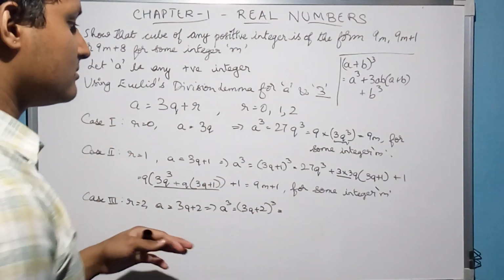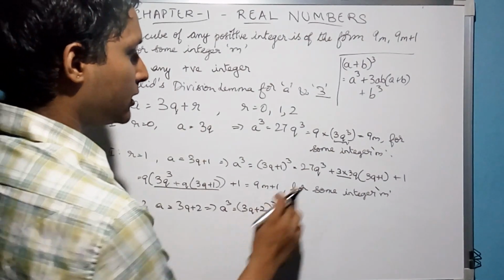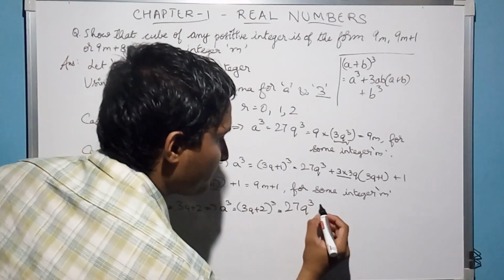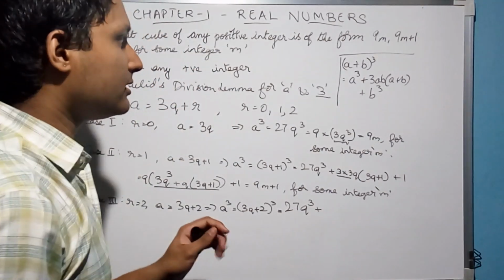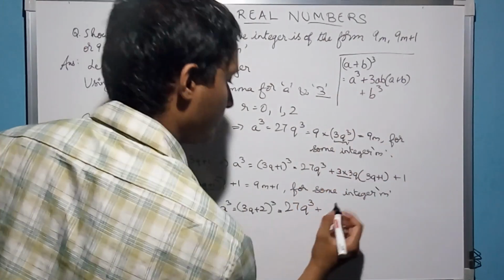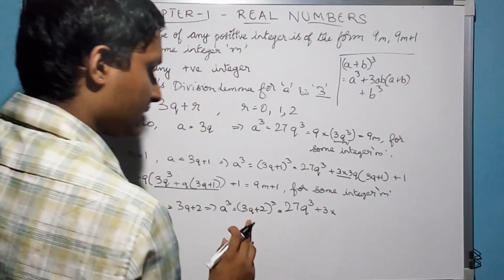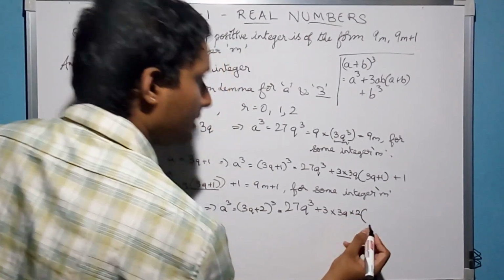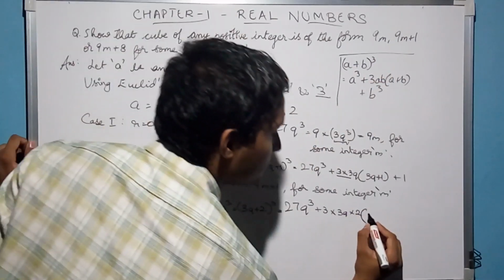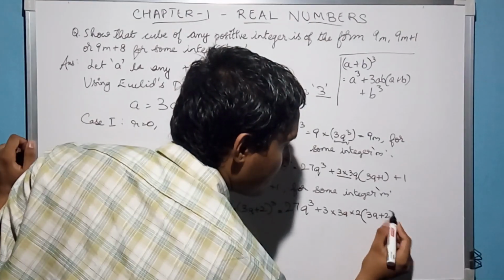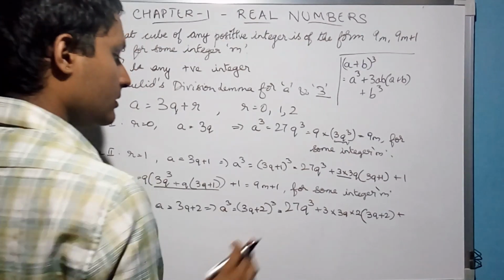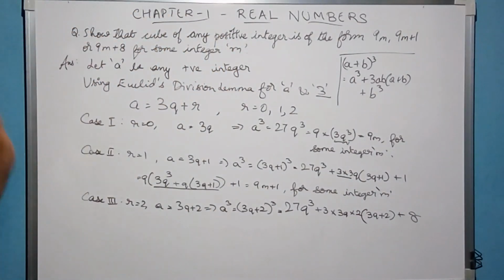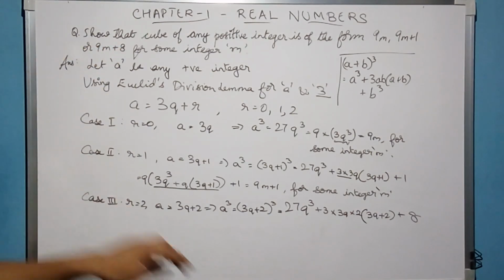Similarly, you get here 3 cube, whole cube is 27. Plus here you will have a different one: 3 into a is 3 cube itself, 3 cube into 2, into a plus b is 3 cube plus 2, plus 2 cube is 8. So you got an 8, there is no worry now, 8 is here.